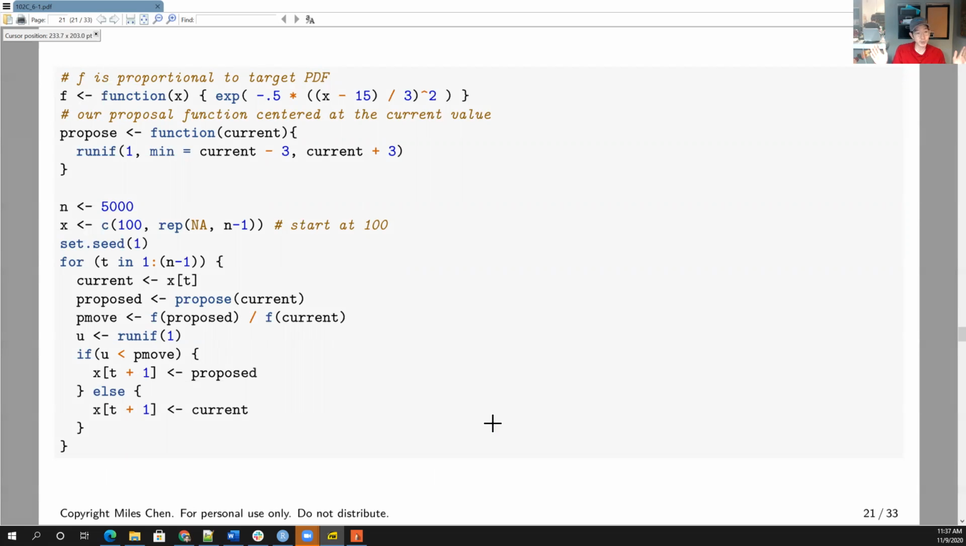It's random uniform, so maybe it proposes 97.1. Maybe it proposes 101. Maybe it proposes 99. Okay, it's going to propose a value between 97 and 103. So it takes your current value, and then it proposes a value between current minus 3 and current plus 3. Okay, and it just does that one time, but for every iteration, you're going to propose a new value here.